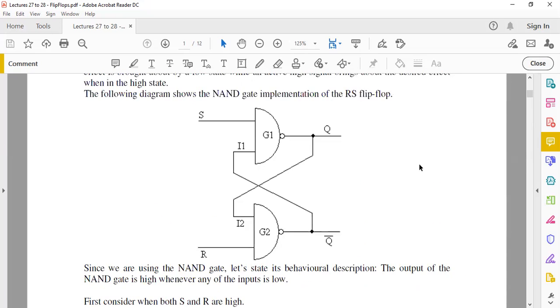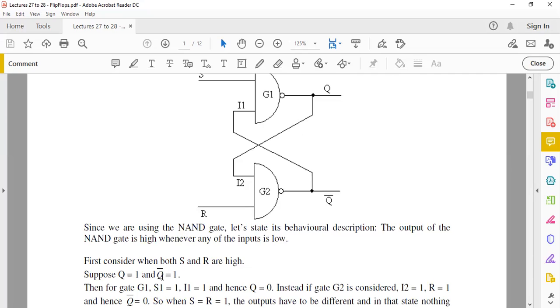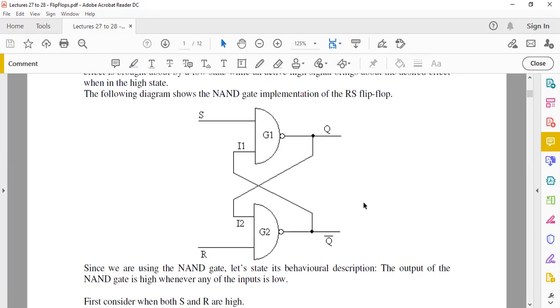Let's first start with a case where both Q is equal to 1 and Q bar is equal to 1. We were saying Q and Q bar should have different states, but let's try to enforce the same state and see what happens. So I'm just going to annotate: at this point this is 1, and this is also 1.